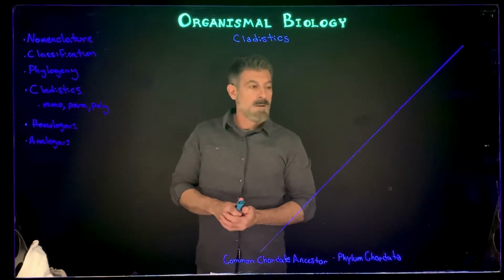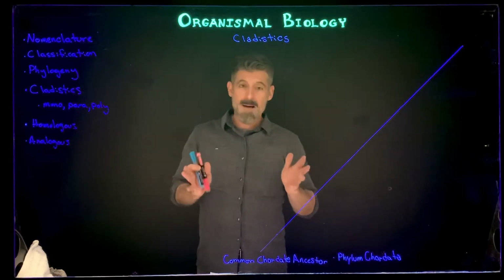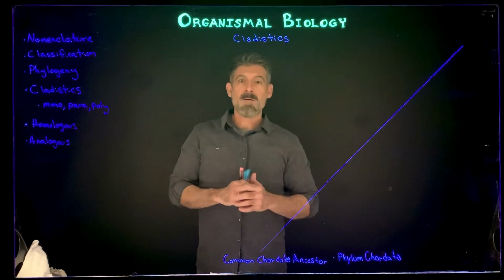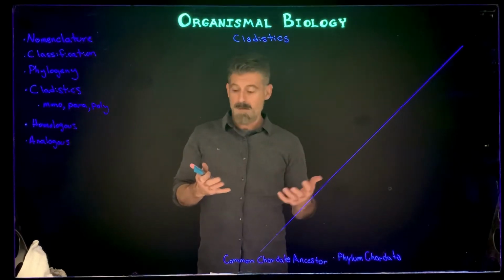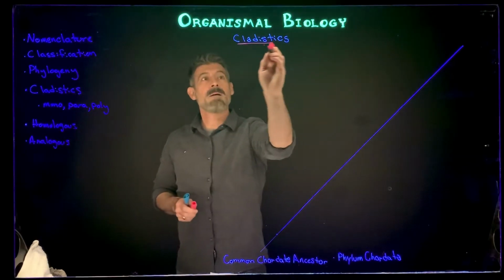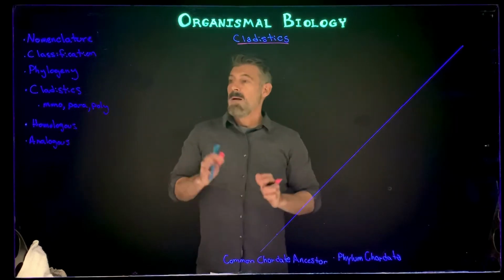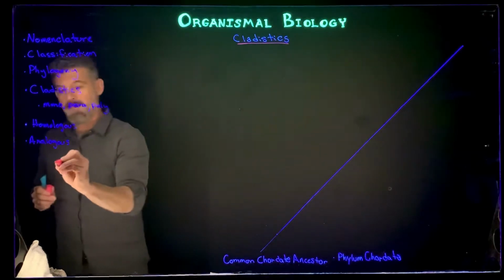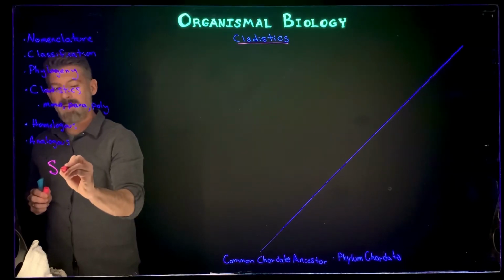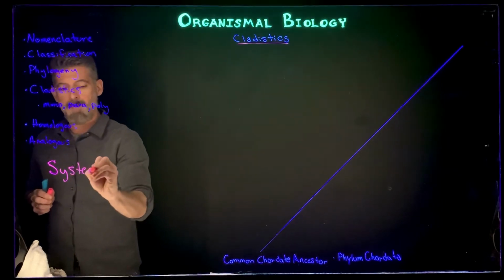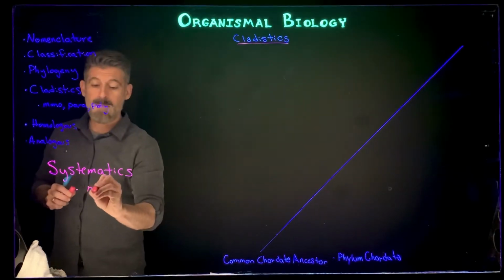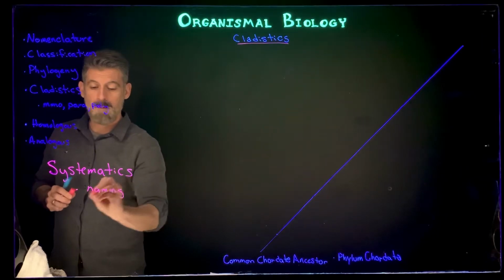So what we're going to do now is go over how organisms get arranged into different groups. One of the tools, or strategies, that scientists use is called cladistics. Now, the people who do this perform a type of science called systematics, which has to do with both naming and classifying.